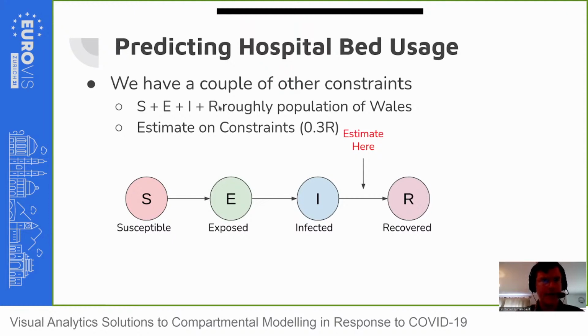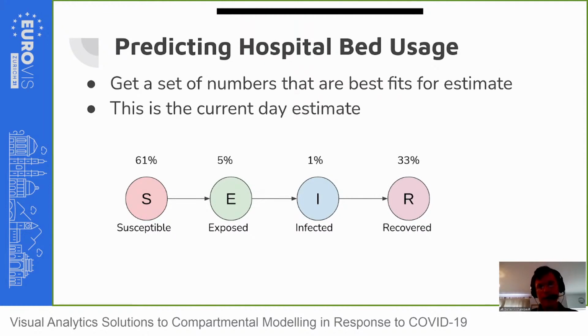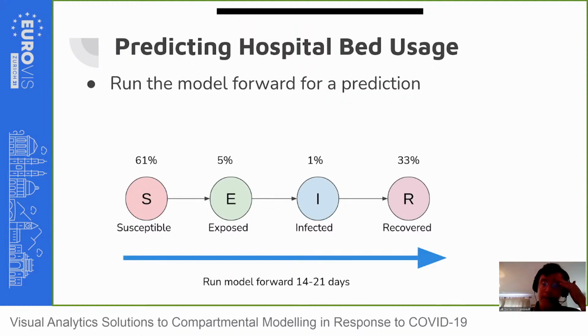This is all subject to certain constraints. S plus E plus I plus R would roughly need to correspond to the population of Wales. And also you could produce certain constraints on some of the compartments. So for example, at a particular time, we may think that 0.3 of the population has been either recovered or passed away from the disease. Once you do this optimization approach, you have essentially a state of the compartmental model, and you can run this forward 14 or 21 days in the future to get an estimate of future admissions.